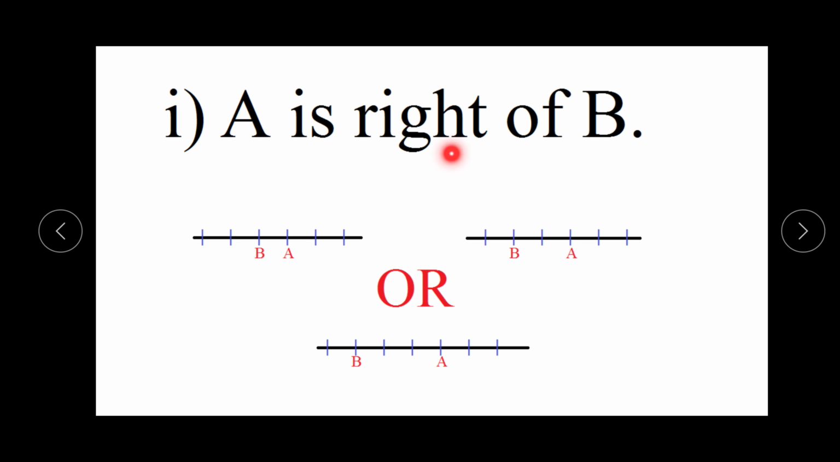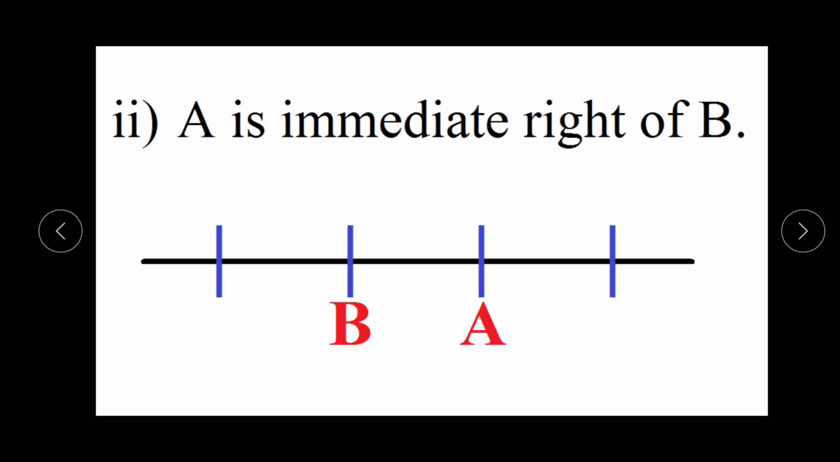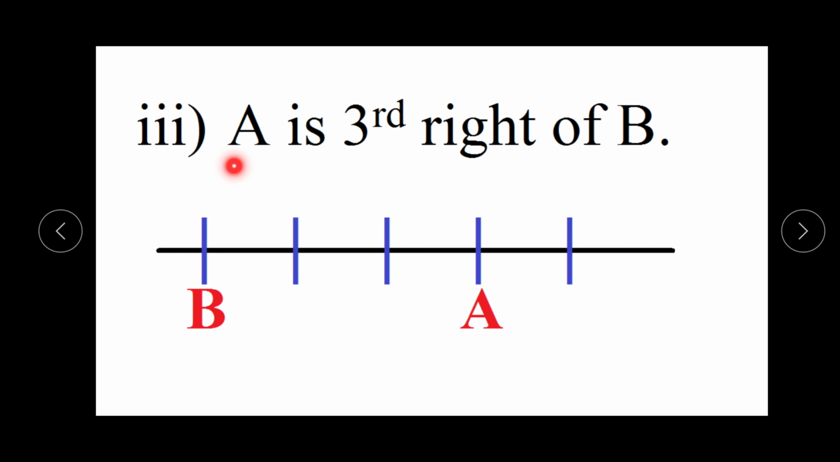If it is given that A is right of B, then A can be immediate right of B, second right of B, third right of B, or at infinity right of B. It means the position of A will always be to the right side of B. If it is given that A is immediate right of B, we will take the next position to the right side of B. If it is given that A is third right of B, this is the first position to the right side, this is the second position, and this is the third position to the right side.